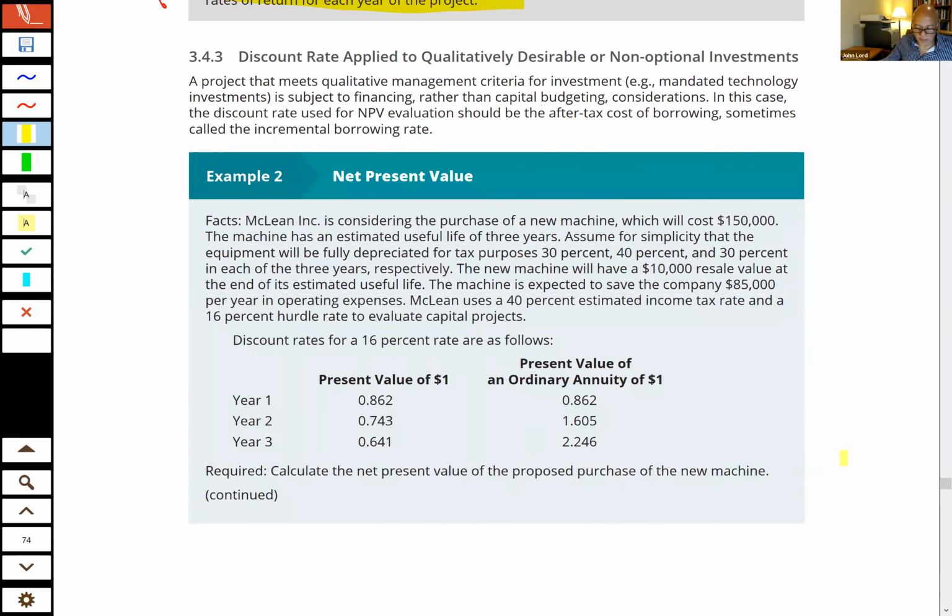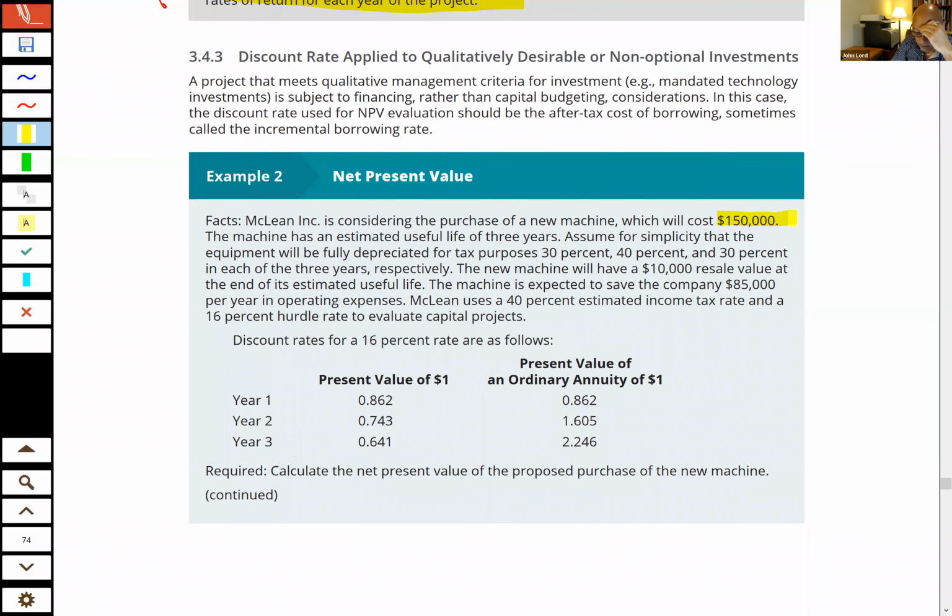Okay, let's look at this problem here and see what we come up with. The facts are that McLean Inc. is considering the purchase of a new machine that will cost $150,000. I'm going to make sure we've got some of these numbers highlighted as we go through. $150,000 is what we're going to pay. That's the initial investment, and basically they're going to look and see if this project has a positive net present value, or zero net present value. If not, we're going to reject it.